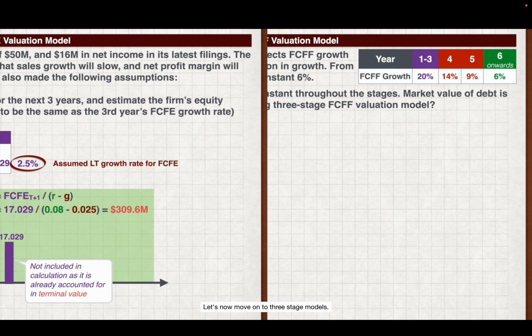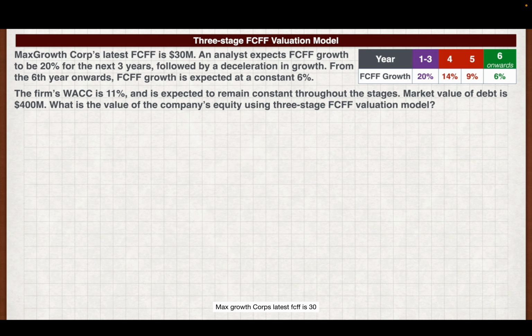Let's now move on to 3-stage models. Max Growth Corp's latest FCFF is $30 million. An analyst expects FCFF growth to be 20% for the next 3 years, followed by a deceleration in growth. From the 6th year onwards, FCFF growth is expected at a constant 6%. The firm's WACC is 11% and is expected to remain constant throughout the stages. Market value of debt is $400 million. What is the value of the company's equity using the 3-stage FCFF valuation model?